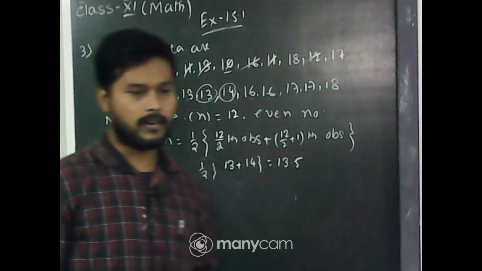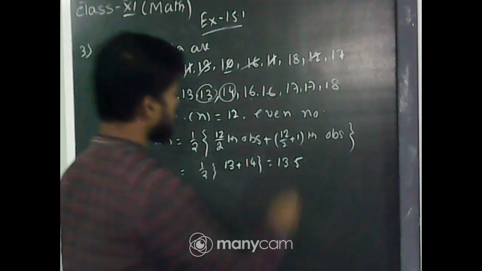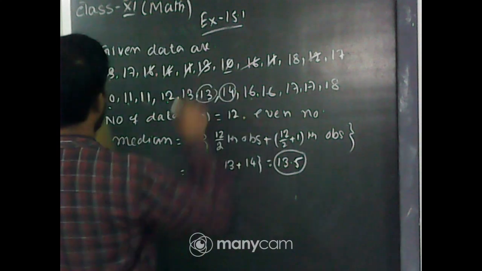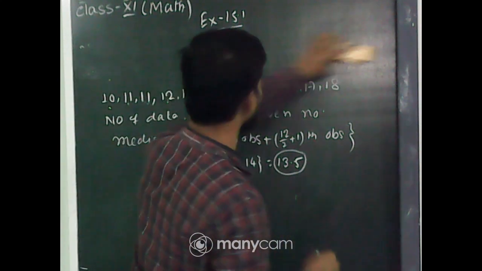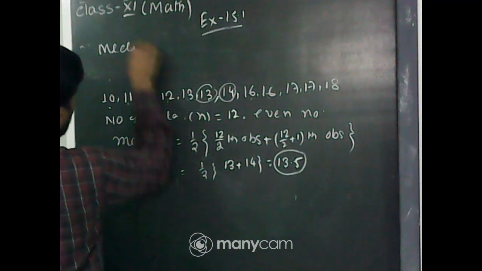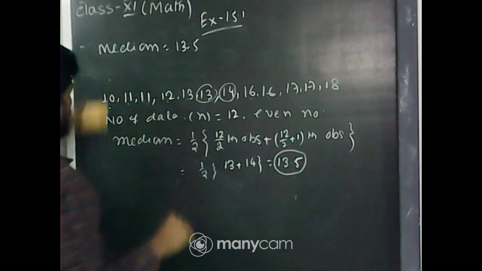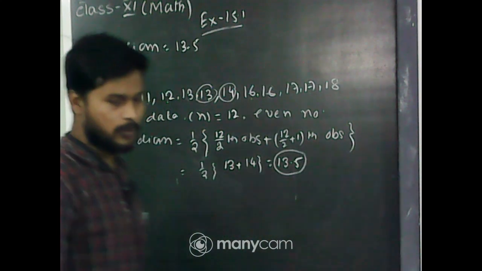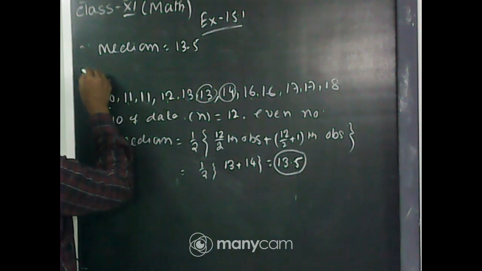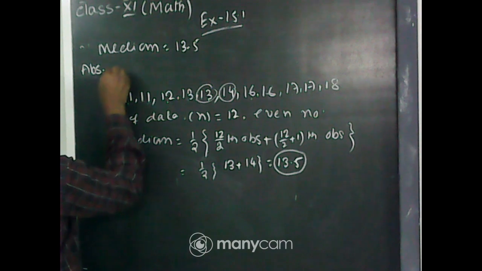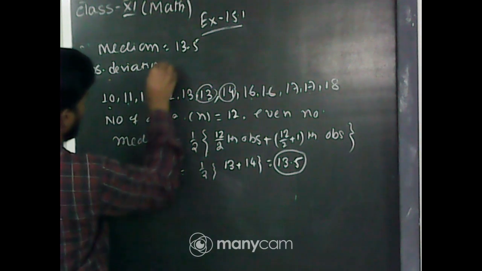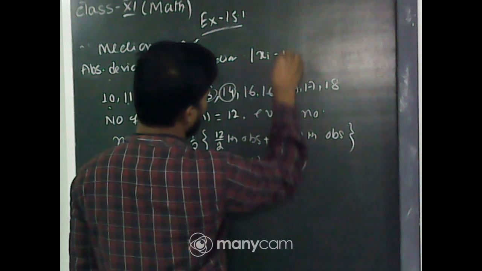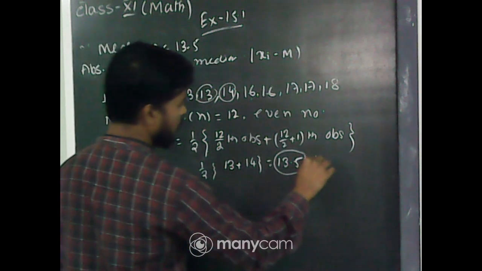Now we have to find the mean deviation about this point 13.5. So we have the median equal to 13.5. Now calculate the mean deviation from the median. So, absolute deviation from the median, which is equal to mod of xi minus M, if I consider the median as M.